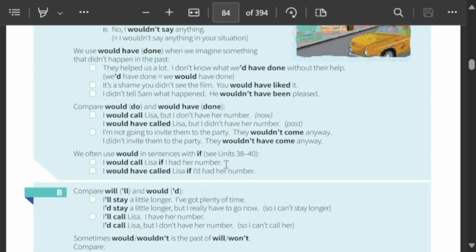I would have called Lisa in the past if I had had her number. I'd had, you see? What is this? Remember this tense? Had? Past perfect with have. Okay, this is the assisting verb have in the past, and this is the main verb in the past. Sorry, the participle, right?